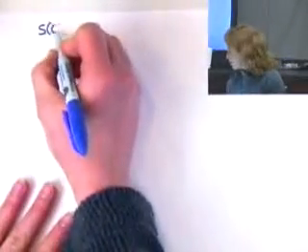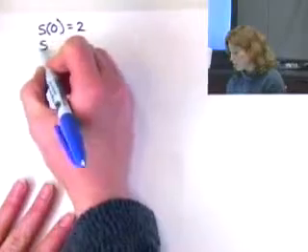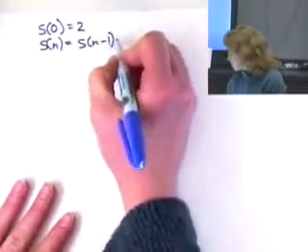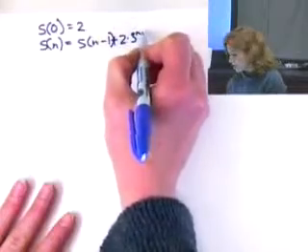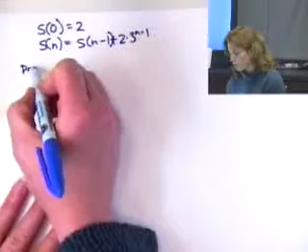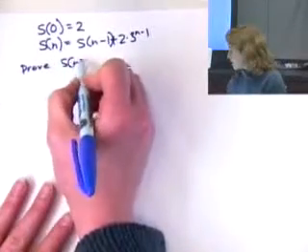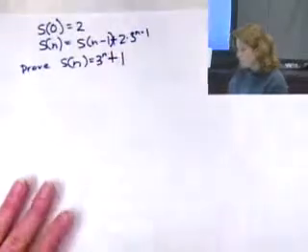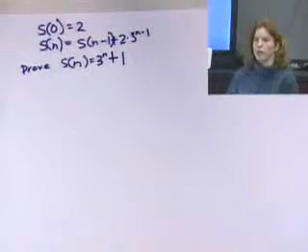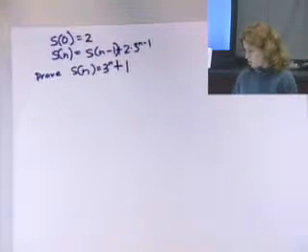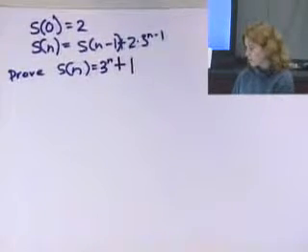So we actually assume that this recursion is true. Even though we just found it, we're going to assume that it's true, and we're going to prove that S of n equals 3 to the n plus 1. So that plus 1 is not in the power, it's just there. So let's try and make that a little bit larger for you guys.